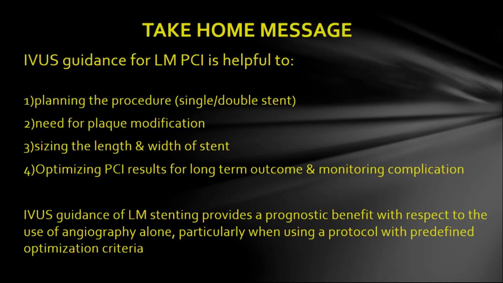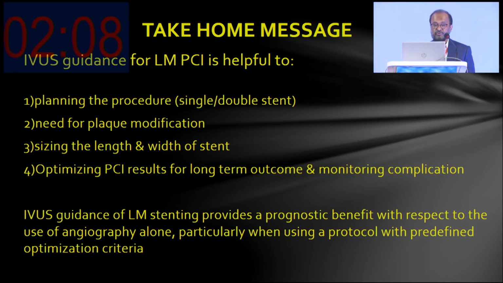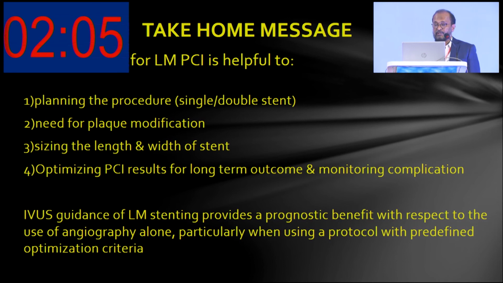So, take home message. IVUS guidance for left main PCI is helpful for planning the procedure, whether you do single or double stents, by seeing the side branch ostium. It shows the need for plaque modification like rota or IVL, and helps in sizing the length and width of the stent. Width should be taken by the distal size of the vessel, the landing zone. It also helps in optimizing the PCI result for long-term outcome, like minimal stent luminal area of 5, 6, 7, 8, and monitoring complications like edge dissections, stent expansion or stent apposition.